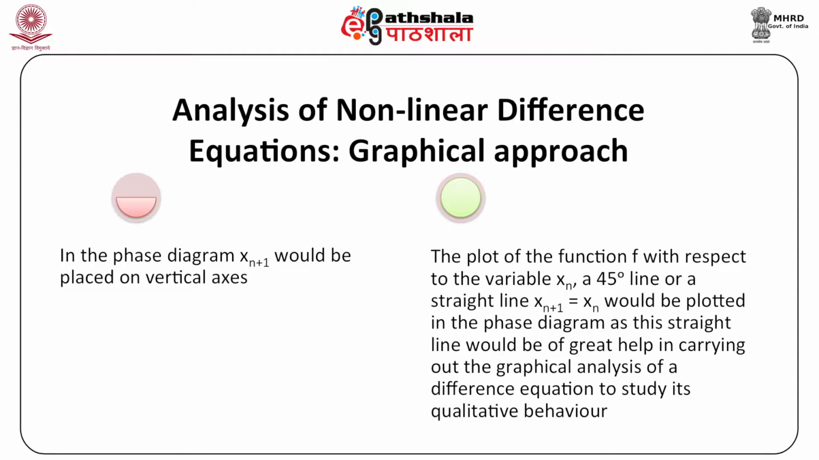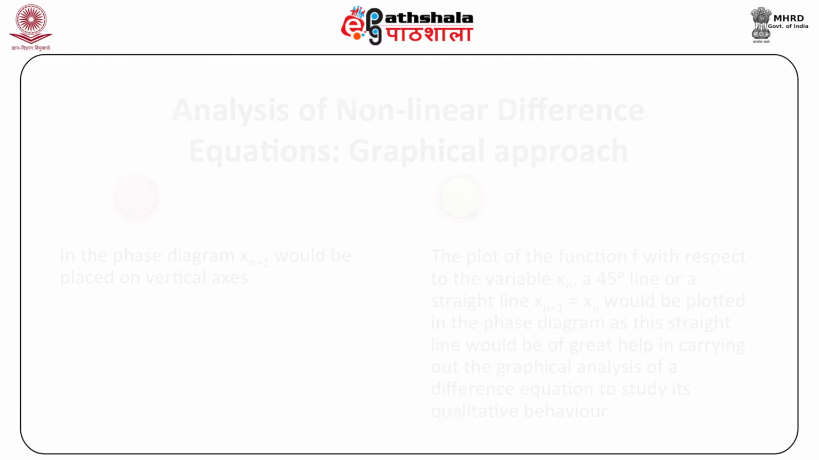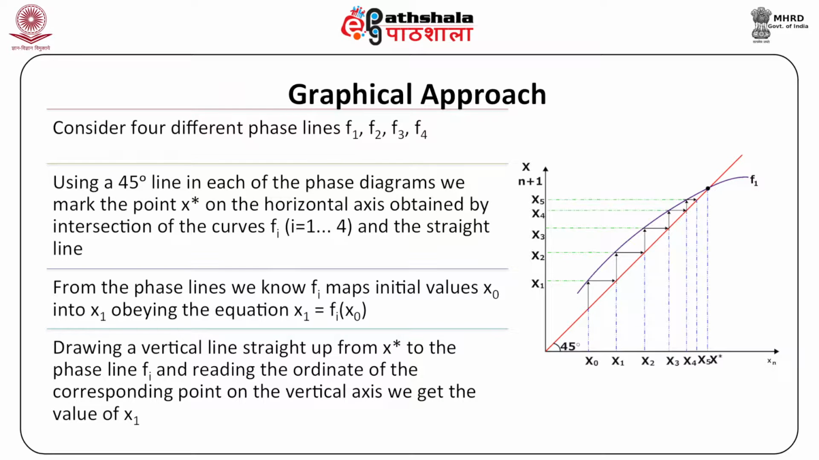A 45-degree line, or a straight line xn+1 equal to xn, would be plotted in the phase diagram, as this straight line would be of great help in carrying out the graphical analysis of a difference equation to study its qualitative behavior. To apply this particular method, we need to be given an initial value first before the iterative process can be duly started. We consider four different phase lines F1, F2, F3, F4 as shown in the phase diagram. Using a 45-degree line in each of the phase diagrams, we mark the point x star on the horizontal axis obtained by intersection of the curves Fi, where i is equal to 1 to 4, and the straight line.